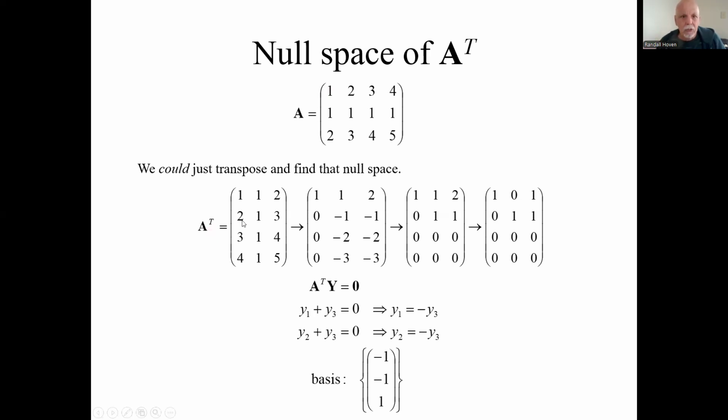So, okay, here is A transpose. We went from, let's see, 3 by 4 to a 4 by 3. We do row operations to get it into reduced row echelon form. Its rank is 2. Let's see, there's 3 columns, 2 pivots. So you're going to get 3 minus 2 is 1. That's what your dimension is going to be.